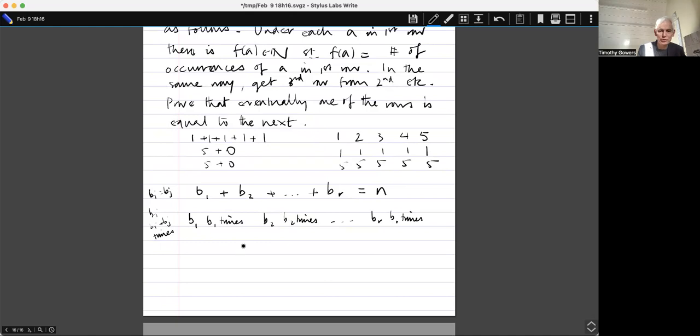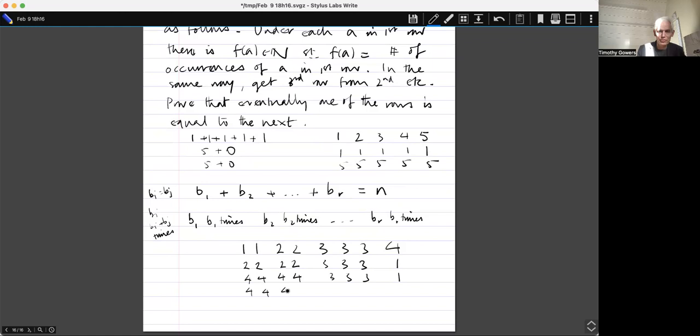And let's just have a quick look at an example. So 1, 1, 2, 2, 3, 3, 3, 4, or something like that. Next time round, that's going to become 2, 2, 2, 2, 3, 3, 3, 1. And now we see a merger taking place. And so we get 4, 4, 4, 4, 3, 3, 3, 1. And now there are no more mergers to take place. So we're stuck at 4, 4, 4, 4, 3, 3, 3, 1.